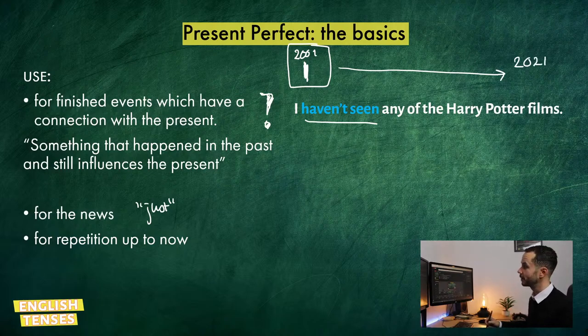which means that we're getting old, I haven't watched the films. I haven't seen them. So that's how this links to the present. So from the moment the film came out until now, I haven't seen them, right? I did, of course. I've seen them several times, and I'm going to watch them again in due course. But this is what it means. This is how this links to the present.